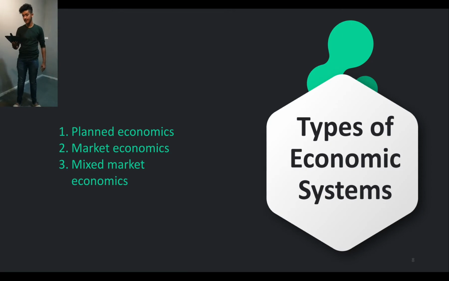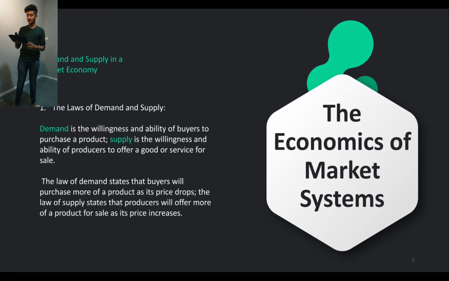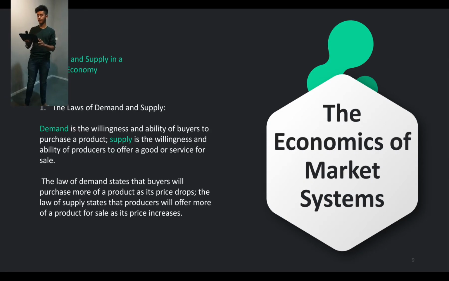And the third one is the mixed market economy. A mixed market economy is planned economics and market economics combined. So that's what a mixed market economy is. The next one is demand and supply in market economics.